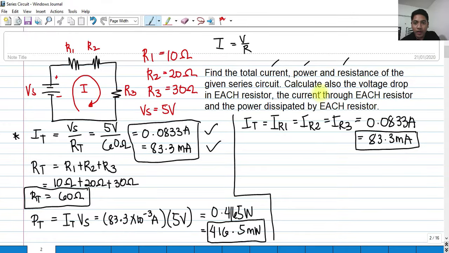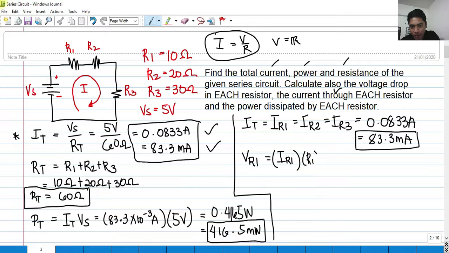We already solved the current through each resistor. They are all equal to the total current because they are connected in series. But how about the voltage drop in each resistor? So what will we do? We can calculate the voltage drop at resistor 1. Remember Ohm's law. We can find the voltage drop in resistor 1 by applying Ohm's law, V equals IR. So VR1 is equal to the current through resistor 1 multiplied by the resistance value of R1.